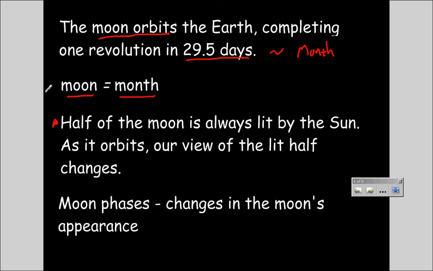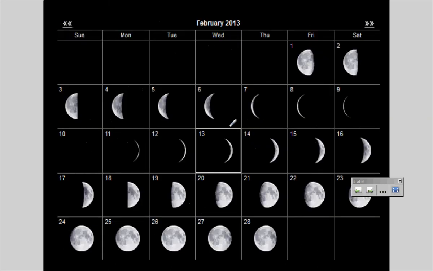The reason the appearance of the moon changes is because as it orbits, our view of the lit half changes. These different changes in appearance are known as the moon phases. We're going to recognize 8 different moon phases. In the course of a month, these are the basic changes in the moon's appearance.